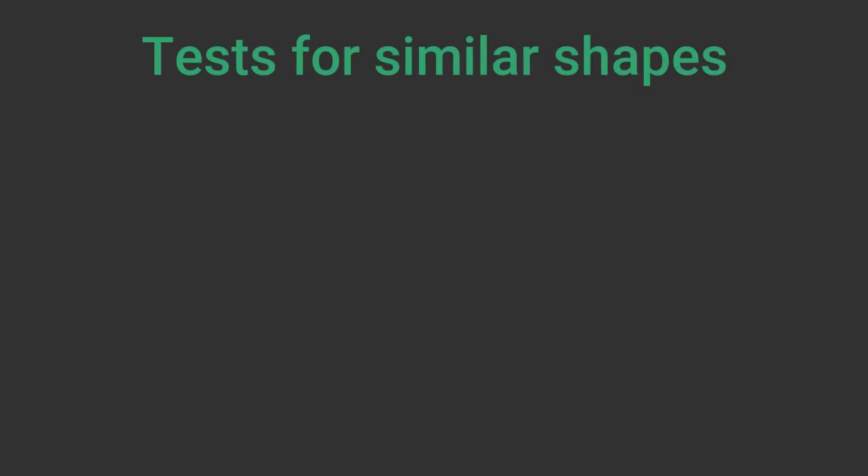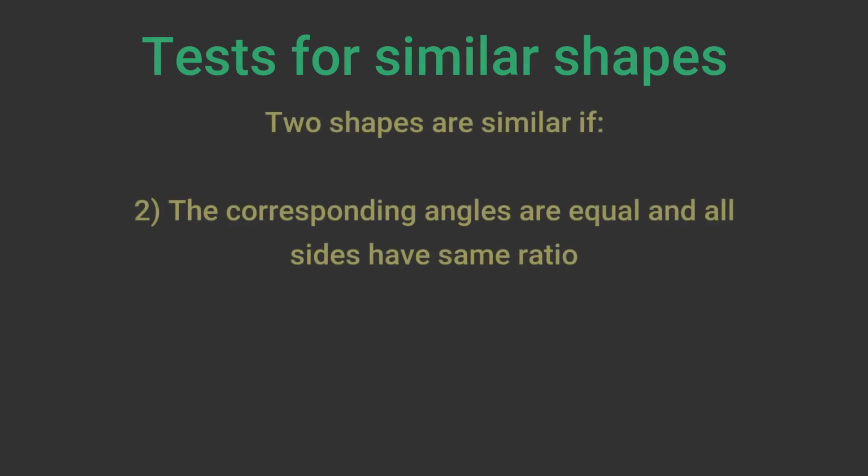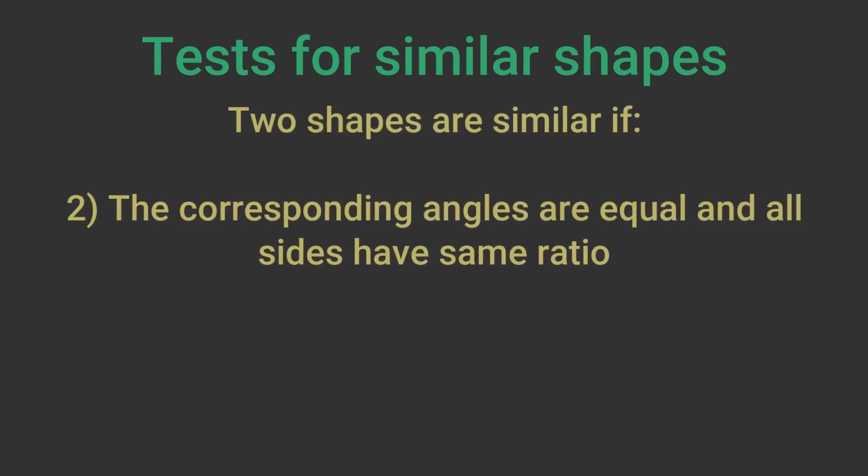There are two equivalent ways to check if two polygons are similar. The first is to look at the corresponding sides and angles of the two shapes. If every pair of angles are equal, and every pair of sides have the same ratio, the shapes are similar.